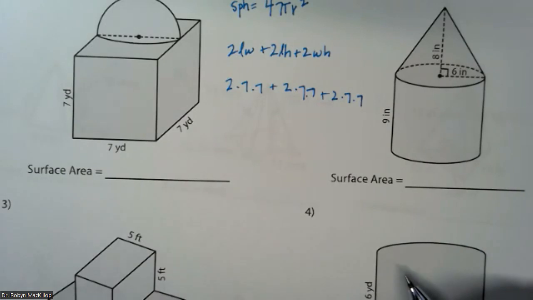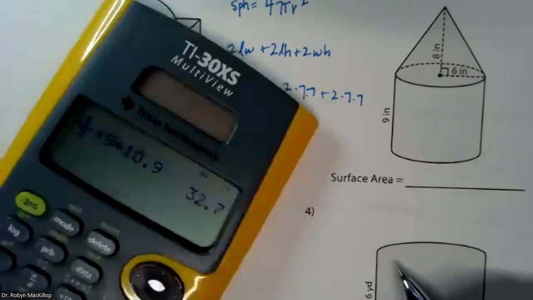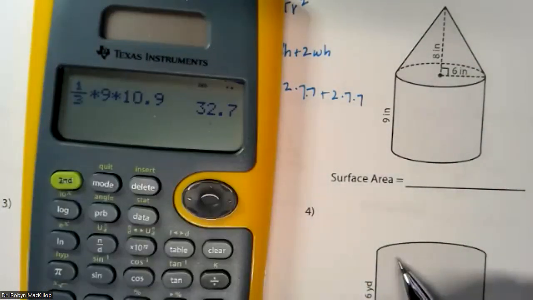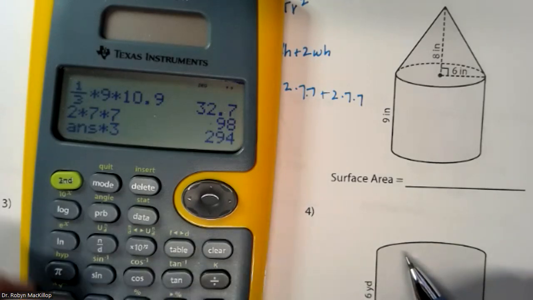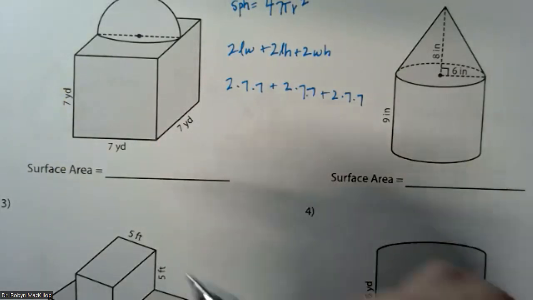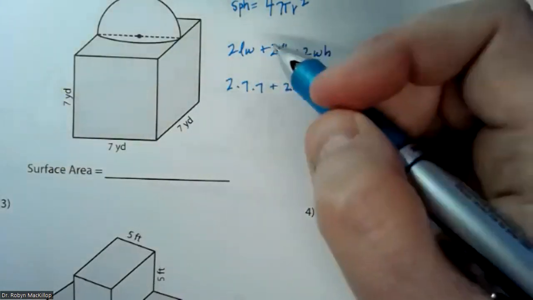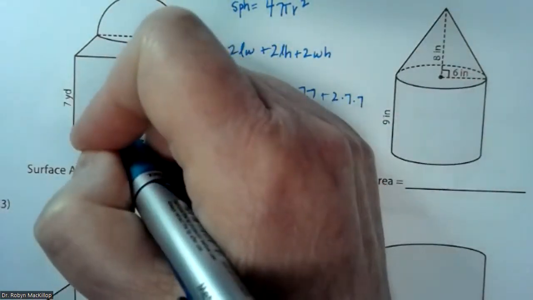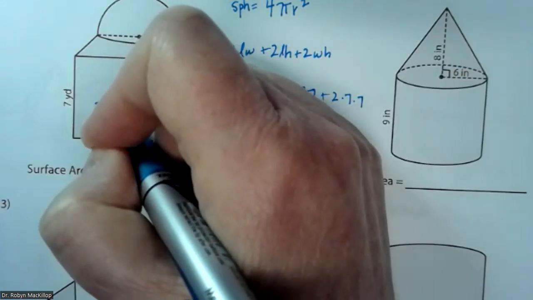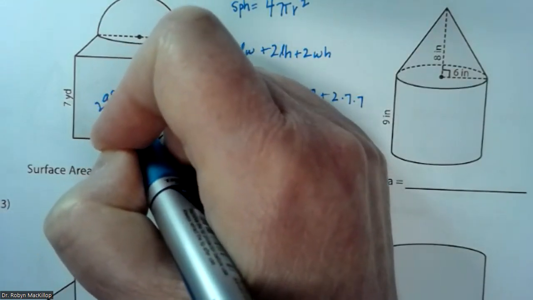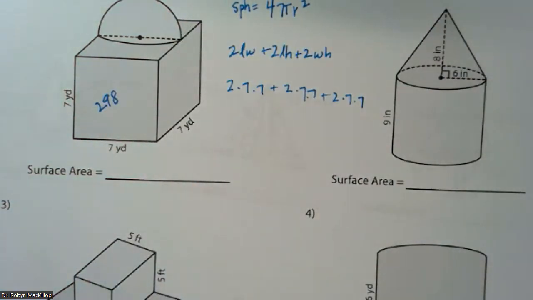Oops, that's on my phone, not my calculator. This calculator works better. 2 times 7 times 7 is 98, so it's going to be 98 plus 98 plus 98. I'm going to cheat and do it quicker. 294. So our surface area of the box is 294.